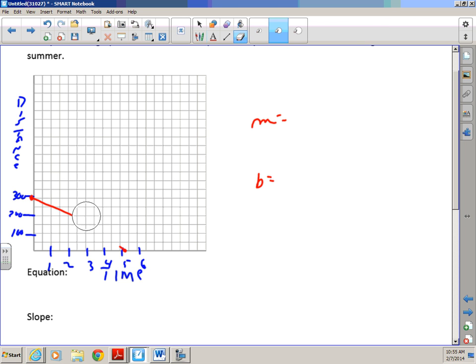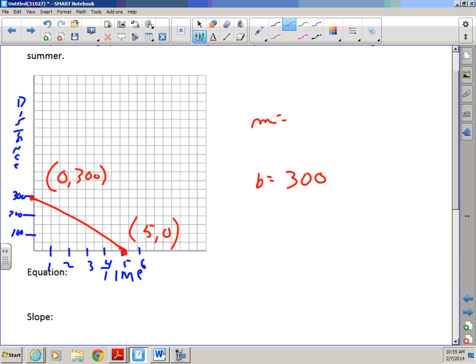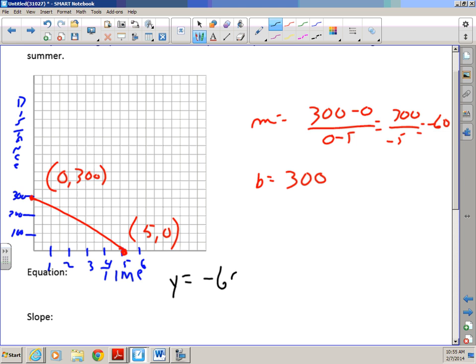Let me get that going a little straighter here. My y-intercept is 300 because that's where it intersects the y-axis. My slope, well, here's the coordinate 0, 300. Here's the coordinate 5, 0. I use my formula, 300 minus 0 over 0 minus 5, and I get negative 60. So what's the equation that I can write? y equals negative 60x plus 300.